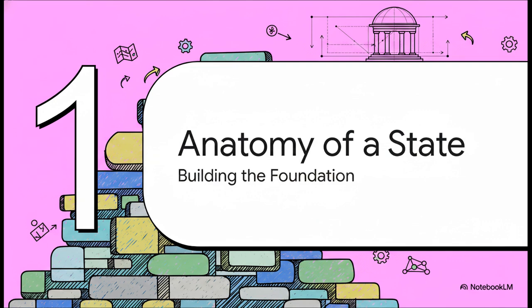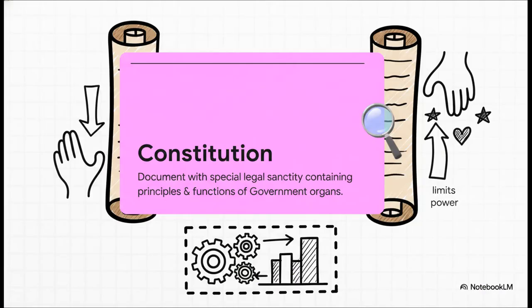Section 1. Anatomy of a state. Building the foundation. To understand the blueprint, we really need to understand the ground we're building on, which means defining what exactly makes a state in the first place. Now, the crucial point here is that a constitution isn't just some basic rulebook. It's a document with special legal sanctity. It actively limits power, captures the ideals of the people, and maps out exactly what the government can and literally cannot do within that state.